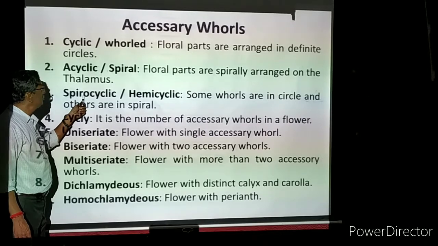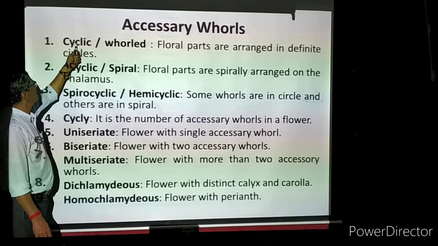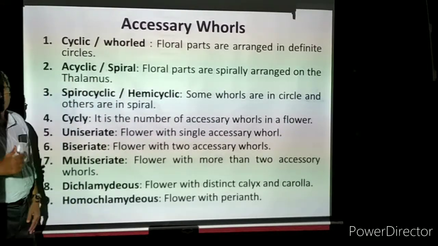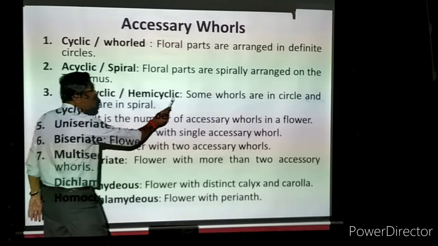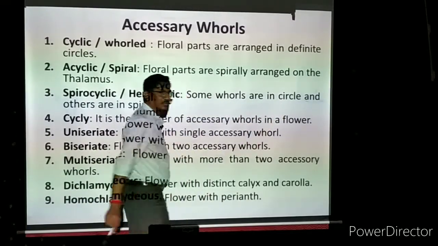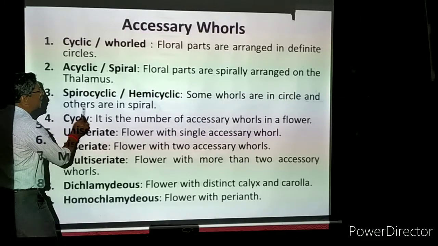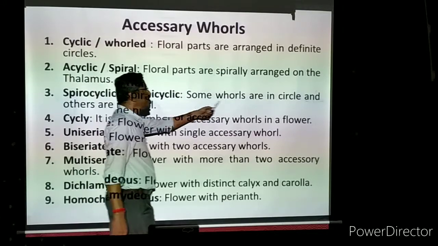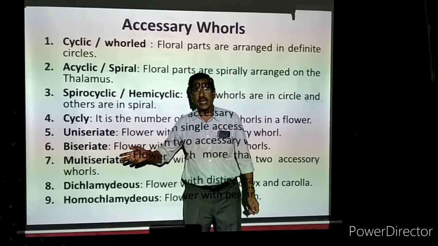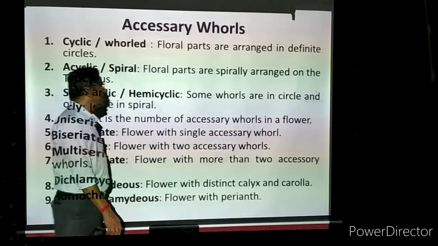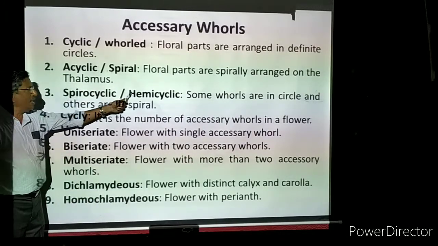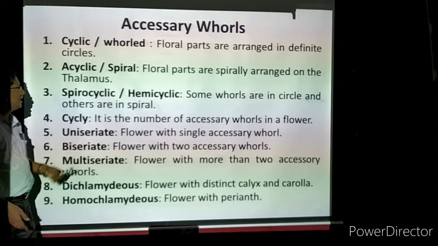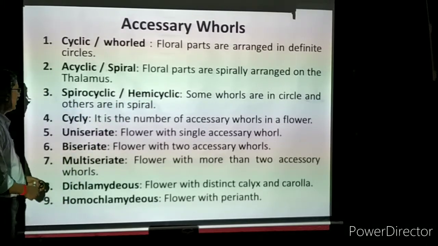Now spirocyclic, in the name itself both together. Spiro means spiral, then cyclic means circular arrangement. It is also called hemicyclic, half cycle, half circle, like that. Some whorls are arranged in circles, and others are arranged in spiral. For example, four whorls are there. Two whorls are arranged in circular form, and the other two whorls are arranged in spiral form. Then we have to call it spirocyclic or hemicyclic. Hemi means half. Half of the flower is showing cyclic, half of the flower is not showing cyclic. That is spirocyclic or hemicyclic.